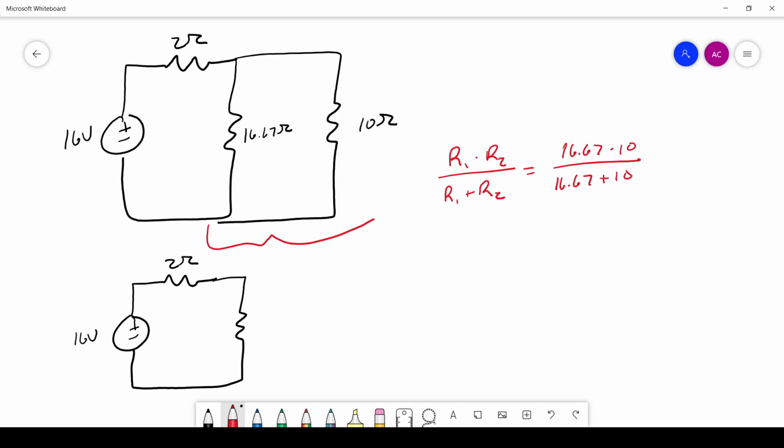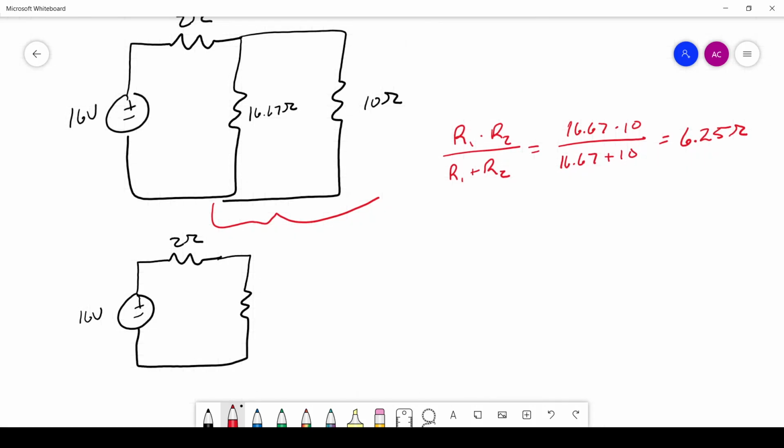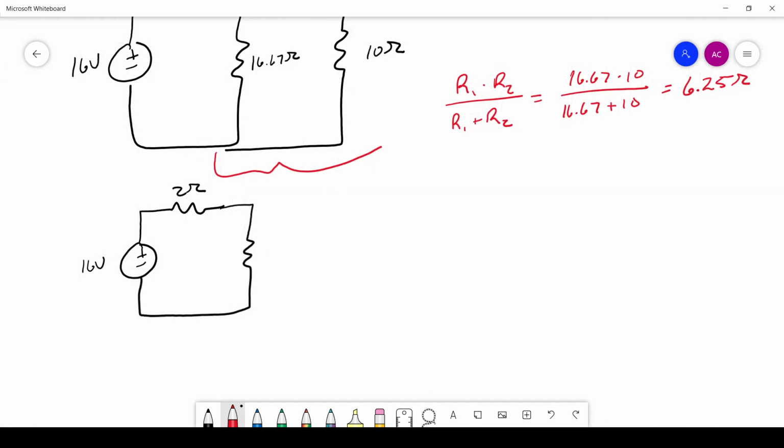Now, I don't care how good at math you are, it's probably good to whip out a calculator for this one. So 16.67 times 10 divided by, okay, we can do that, 26.67. Okay. And that's going to give us 6.25 ohms. All right, so 16.67 in parallel with a 10 ohm resistor will give us 6.25 ohms. See, I told you some of these weren't going to be that nice of numbers. All right, and then the last thing is that we have 2 resistors in series. So this is just 16 volt source.